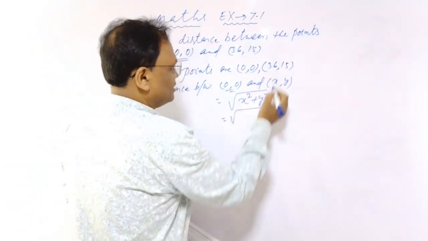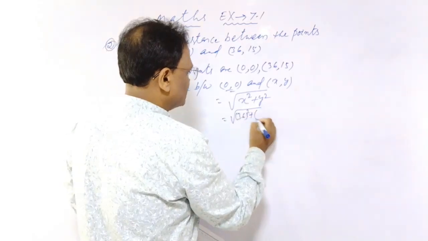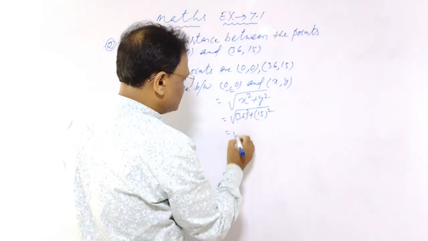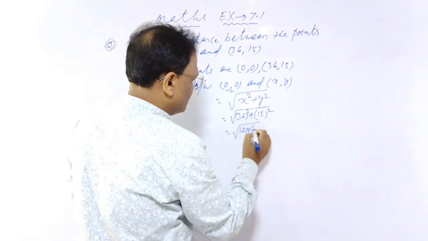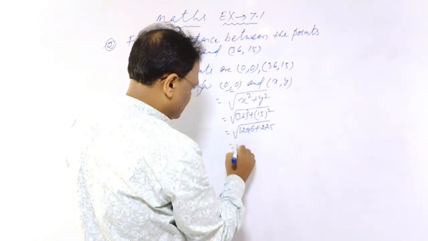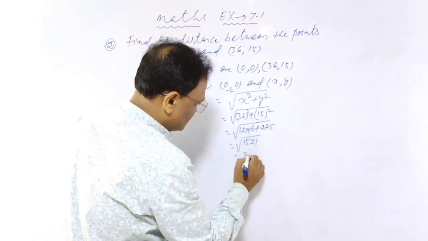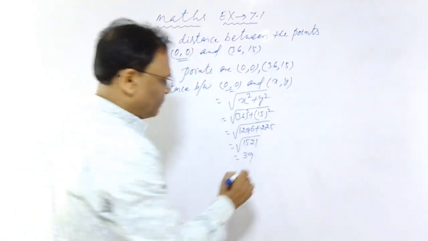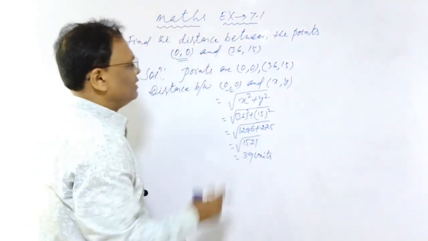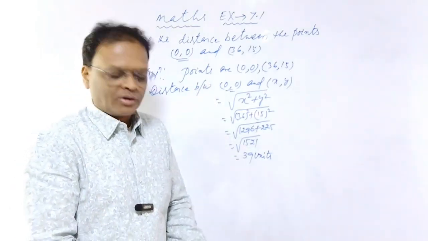But what is my x? x is 36. So 36 square plus 15 square. 36 square is 1296 and 15 square is 225. If I add, I'll get 1521, which is the square of 39. So now I got the distance between 0, 0 and 36, 15. I hope you got it.